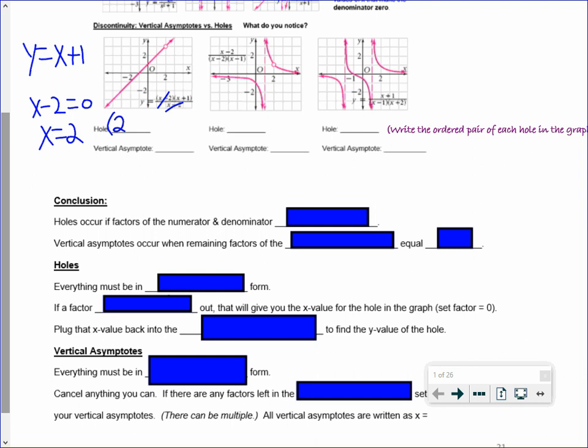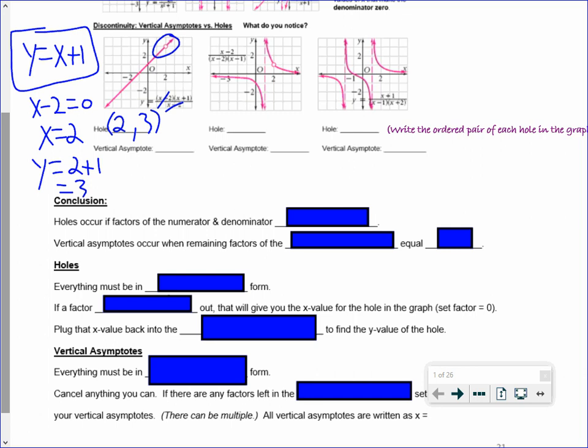And what we're going to do with that x equals 2 is plug it into our new simplified equation, y equals x plus 1. We take that x value of 2 and put it into that function, and we get y equals 2 plus 1, or just 3. And that's going to be the y value of your hole. We can see that this hole is at (2, 3). So that's how you find the ordered pair of the hole. Anytime you cancel a factor out from the numerator and the denominator, you're going to have a hole.